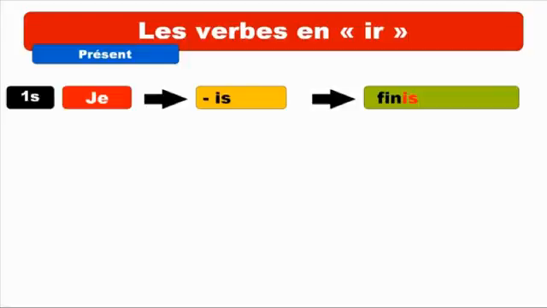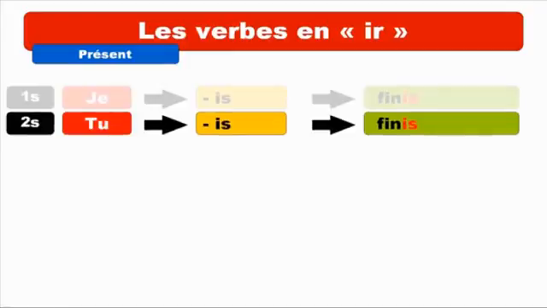Repeat. Je finis. Okay, so you see that this verb is ending with an s, but then you don't pronounce it. Alright, so it's je finis. Okay, second form for tu, it's "is", just the same. So you get just the same pronunciation, but it's tu finis. Okay, repeat. Tu finis.